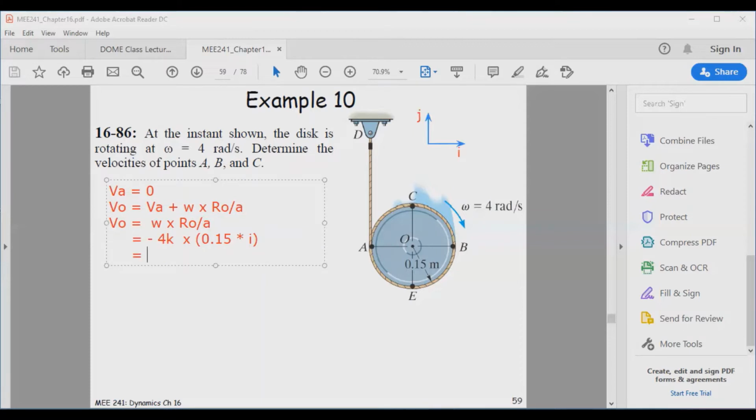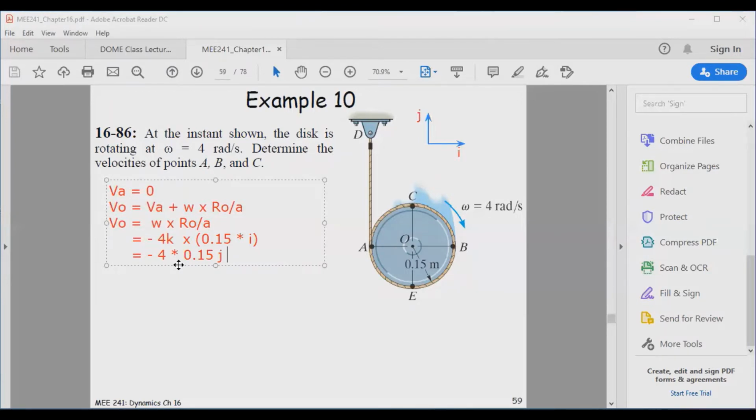K cross I is equal to J. Exactly. K cross I equal to J. I need to learn them because I always have to do this. 0.115 times J. Okay, so that's it, right? This is your result. All right, so obviously, which makes sense, right? So point O is actually moving downward with this velocity.